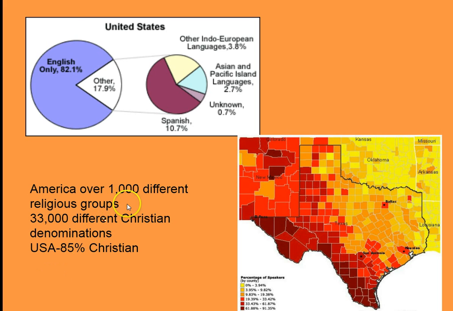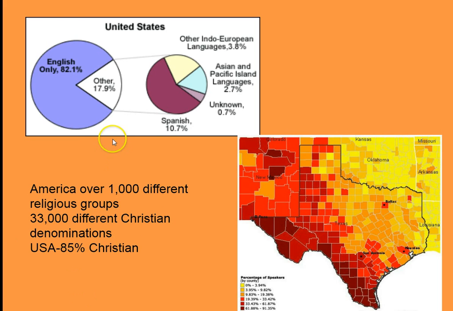Okay, this slide, this specific part down here, talks about religions. There are 1,000 different religious groups in America, and 33,000 different Christian denominations. 85% of the United States is Christian. And this is human geography, so it's all things encompassing humans: religion, language, economics, society, all of these things.